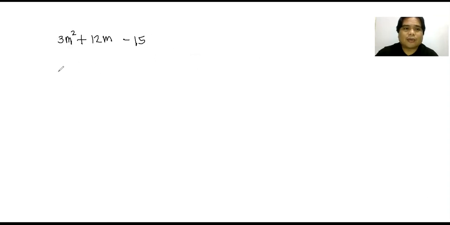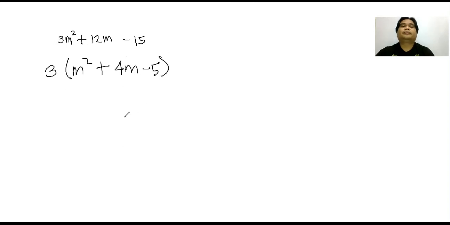Lastly, our last example. You have 3m squared plus 12m minus 15. For the coefficient, the greatest number that can divide all three of them is 3. So the greatest common factor is 3. How about with the variable? The variable doesn't have a greatest common factor. Why? Because the variable m is not common to all the terms. So basically, our greatest common factor is only 3. So the other factor is m squared plus 4m minus 5. Right? So that's all.